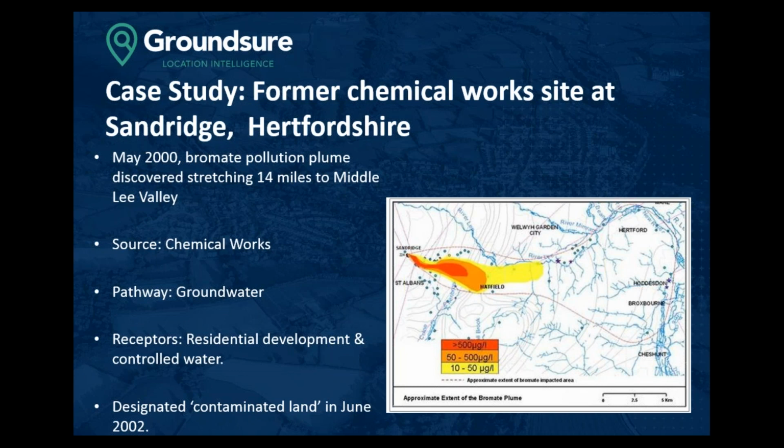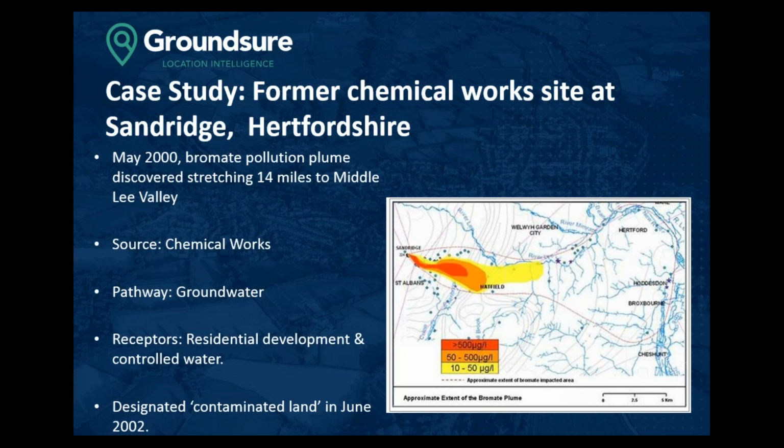In June 2002, the former chemical works site at Sandridge was designated as contaminated land by St. Albans District Council under Part 2A of the EPA. Now, the chemical works site was bought by Crest Nicholson in 1983. They built 66 homes before selling it on in 1987. They were said to have carried out remediation at the time, but this was later determined inadequate, hence the giant plume. A contamination of groundwater was occurring on site.